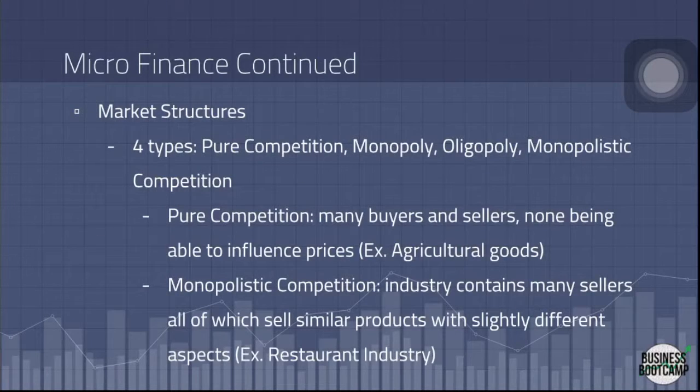Now, let's move on to market structures. There are 4 types of markets: pure competition, monopolistic competition, monopolies, and oligopolies. In pure competition, there are many buyers and sellers with no influence on prices, such as agricultural goods. On the other hand, industries with monopolistic competition, like restaurants, contain many sellers that sell similar products with slightly different aspects.